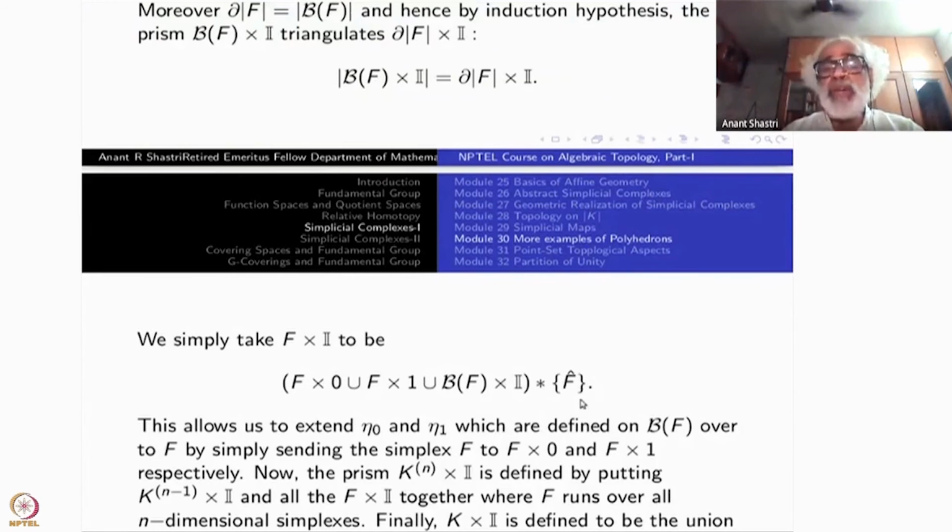Take the cone over this f hat as the apex. Okay, so automatically the extension of eta naught and eta 1 over this one is over, because now the f is sent to the corresponding f, that's all.